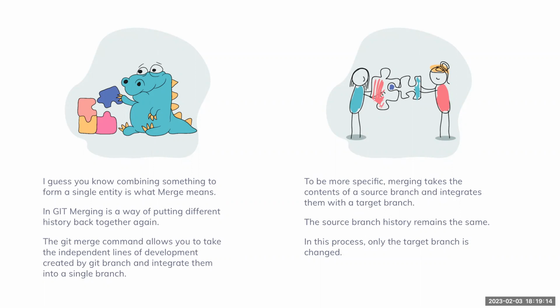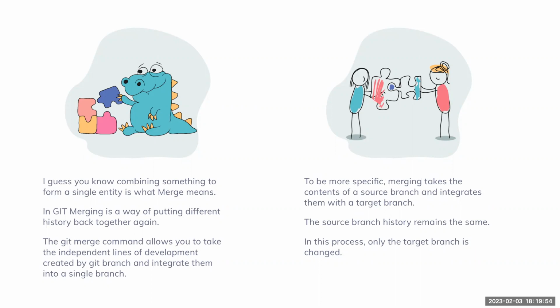Okay, so that merge will be taken care of by git. It is going to pull out all your changes and merge them into the latest repository. To be more specific, merging takes the contents of a source branch and integrates them with a target branch. So that's what I'm trying to say. Source branch is your branch, target branch is the master branch. The source branch history remains the same in this process, only the target branch is changed, right?